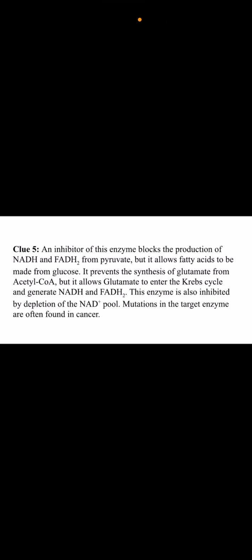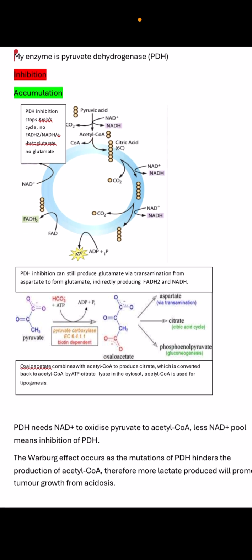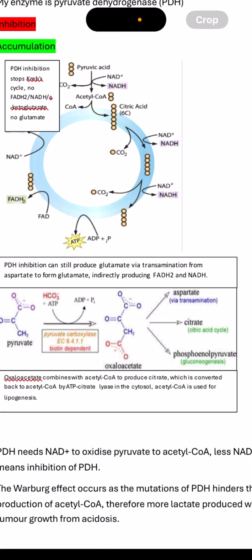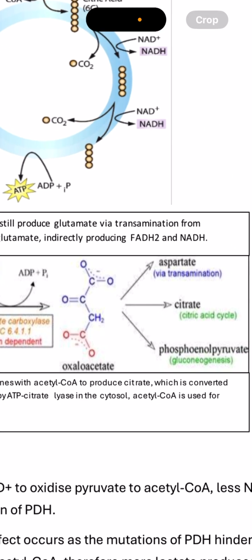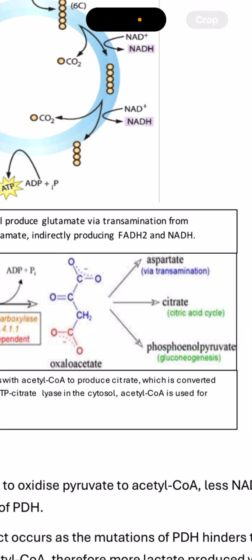It prevents the synthesis of glutamate from acetyl-CoA, but allows glutamate to enter the Krebs cycle. Then there's two ways glutamate can enter the Krebs cycle without using acetyl-CoA, and the first one is essentially transamination, where you're converting L-glutamate and oxaloacetate from this diagram, with the help of aspartate aminotransferase, into alpha-ketoglutarate and L-aspartate.